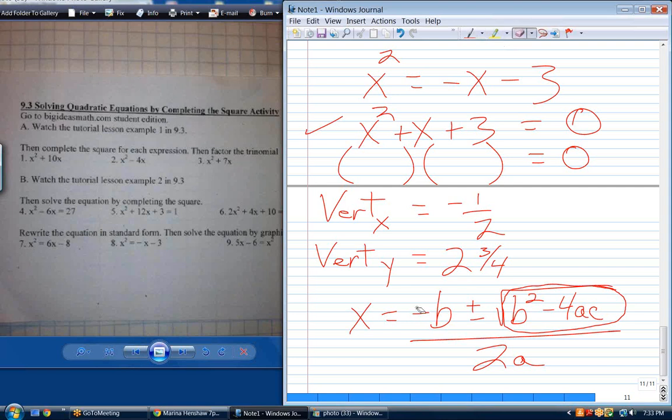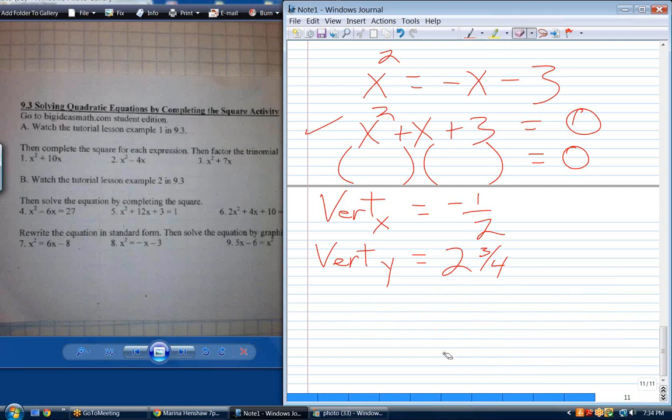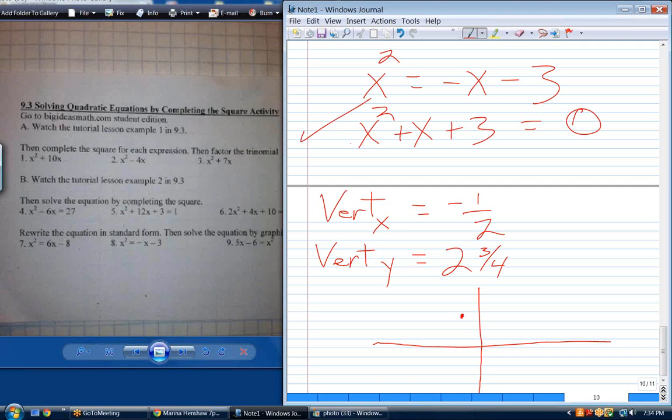Now I get it. All right. Let's go back to this point right here. Let's graph this based only on the vertex. Notice the vertex is at minus 1/2, plus 2 3/4, like that. We know the equation opens up based on the positive coefficient in front of the x squared term. So it's going to be a parabola that goes like that.